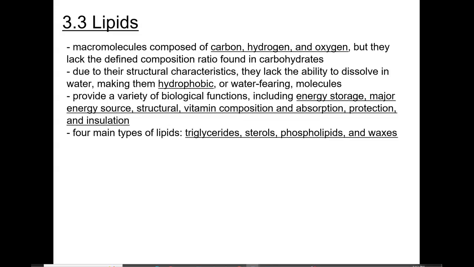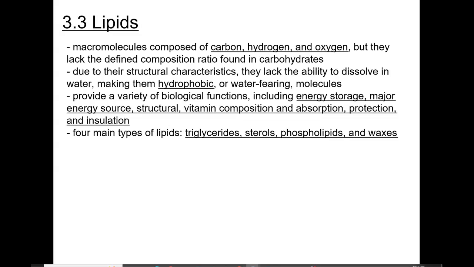So these are going to be things like salad dressings that you're not able to put together, things like Italian dressing that you have to shake up, but then they slowly start to separate again because of the oil or the lipids that are found in them.